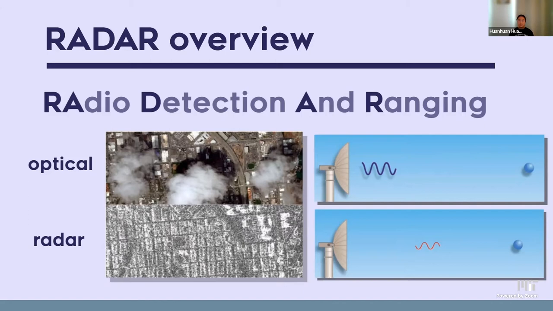So for example, an image taken optically shows that there are clouds in the sky, but the image that the radar produces is not influenced by these clouds and provides an image that bypasses them and shows what's underneath.